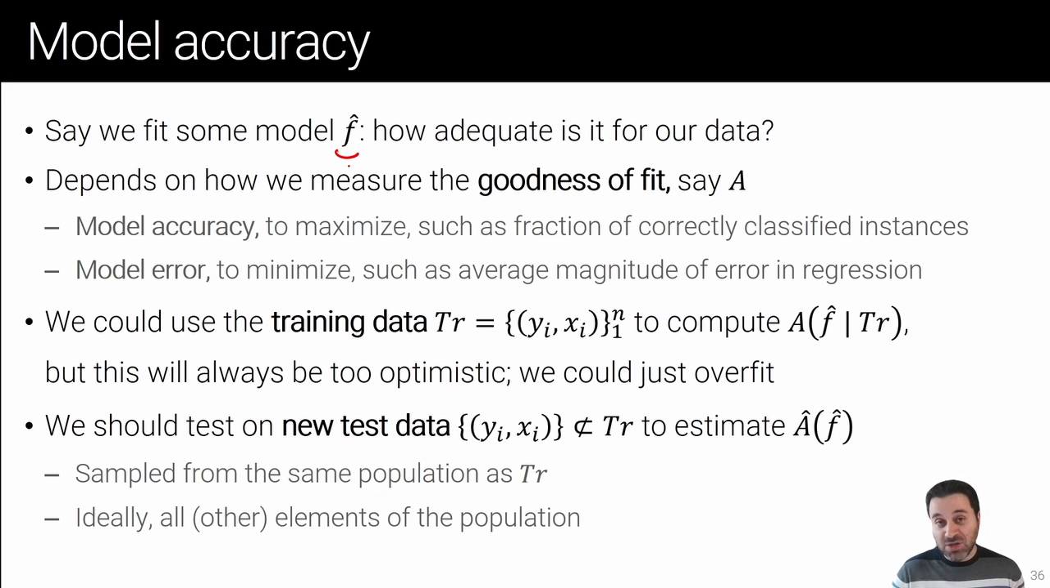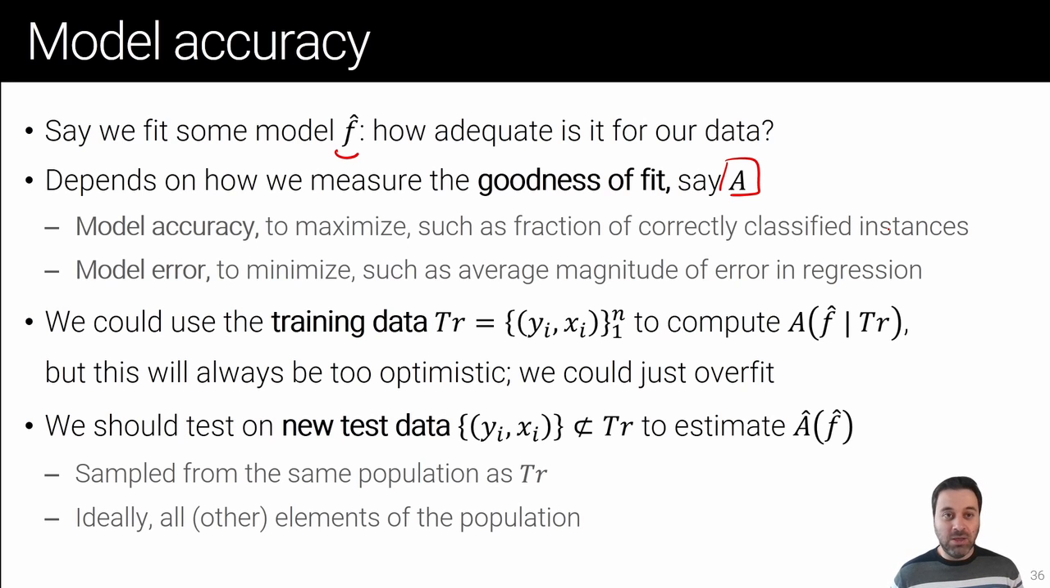So, let's say in general we use some function A that gives us a measure of how good the model is. We will see later some examples. We typically talk in positive terms, so the model accuracy is something that we want to maximize. That's, for example, the fraction of correctly classified instances in a classification problem. We want this to be high. We're measuring the accuracy of the model.